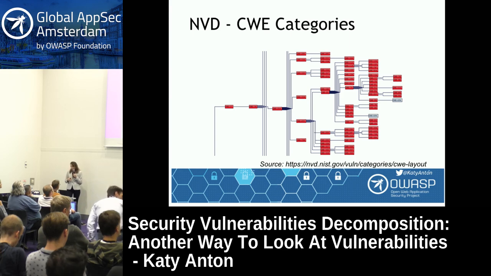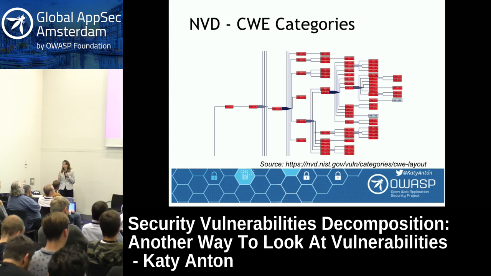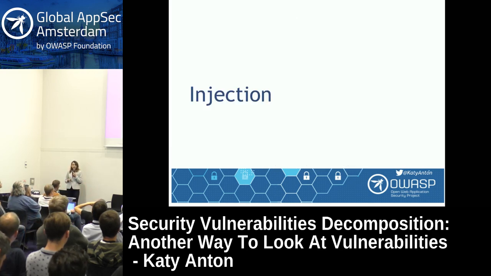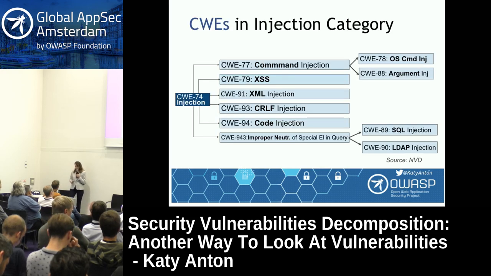And I will start my analysis with the most common category of vulnerabilities, which is injection. Injection is still the most common vulnerability found in software applications today. As a category, it contains multiple types of injections. You have command injection, cross-site scripting, code injection, XML injection, LDAP injection, SQL injection, just to name a few. And if we go a little bit further into the details of each of these, then you can have a further classification of all of these injections.